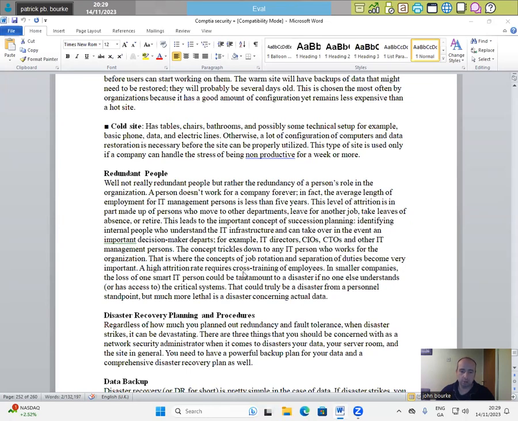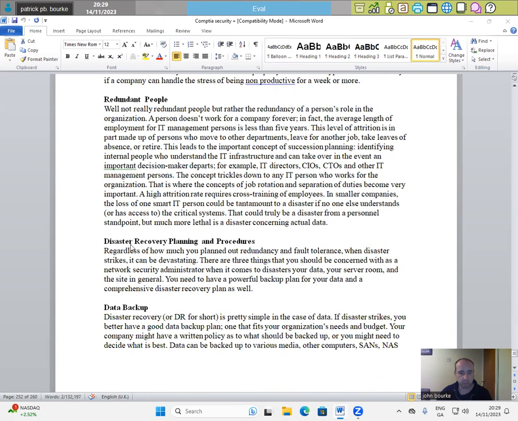A high attrition rate requires costly training of employees. In smaller companies, the loss of one IT person could be tantamount to a disaster if no one else understands or has access to the critical systems. That could truly be a disaster from a personal standpoint, but much more lethal is a disaster concerning actual data.